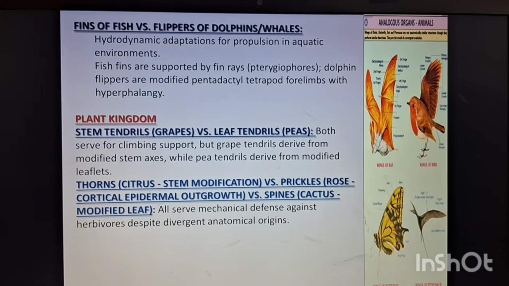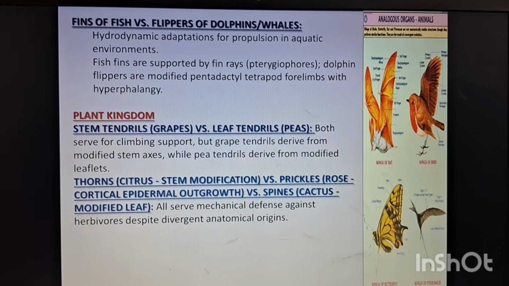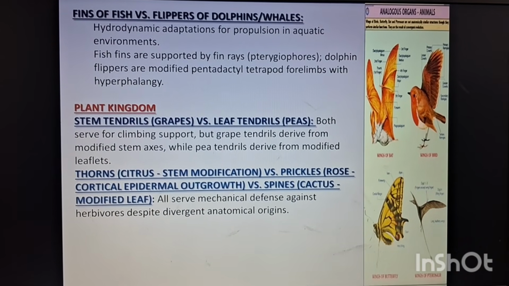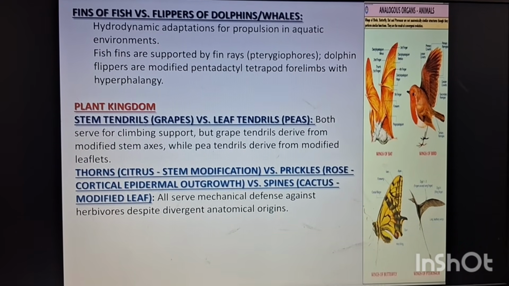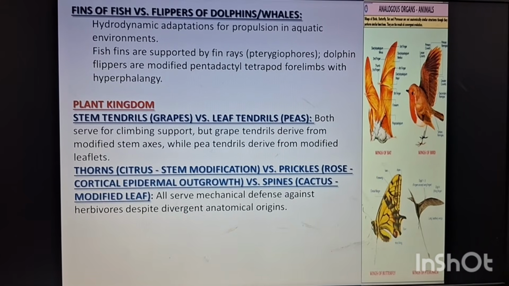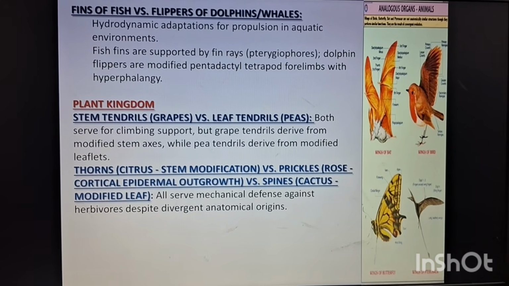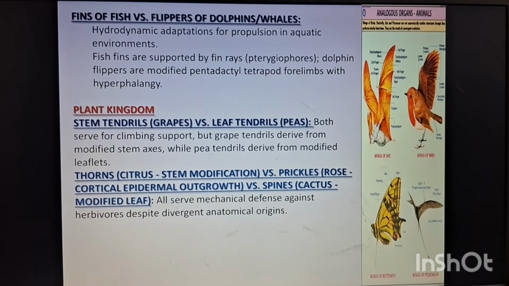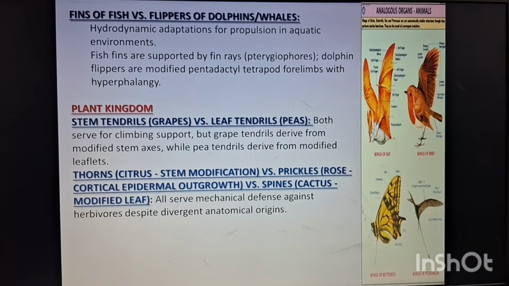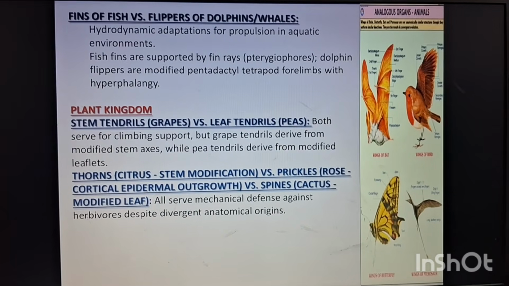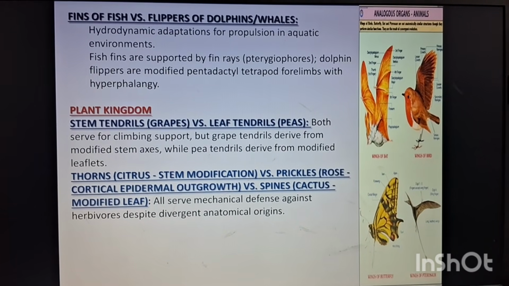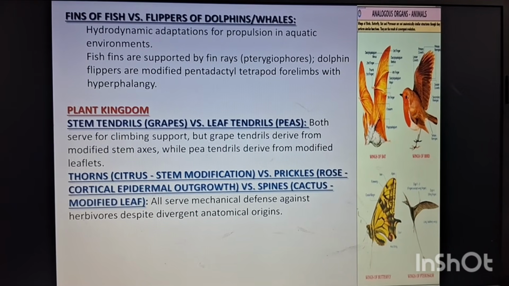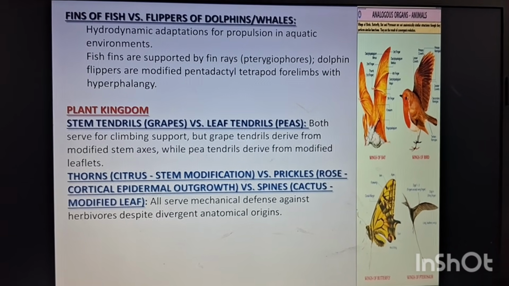Next example is fins of fish versus flippers of dolphins or whales. Hydrodynamic adaptations for propulsion in aquatic environments. Fish fins are supported by fin rays, that is pterygophores, and dolphin flippers are modified pentadactyl tetrapod forelimbs with hyperphalangy. Next example in plant kingdom, stem tendrils, that is grapes, versus leaf tendrils, that is peas.